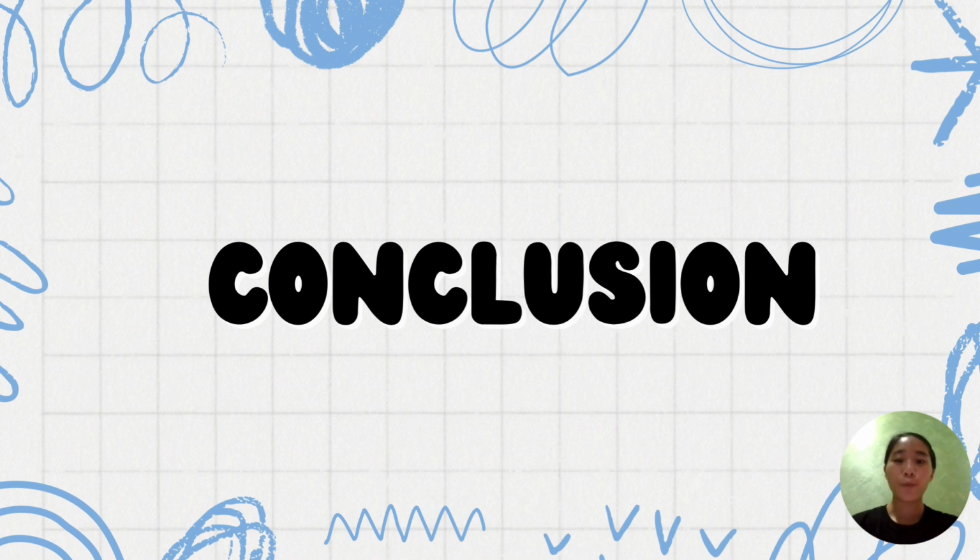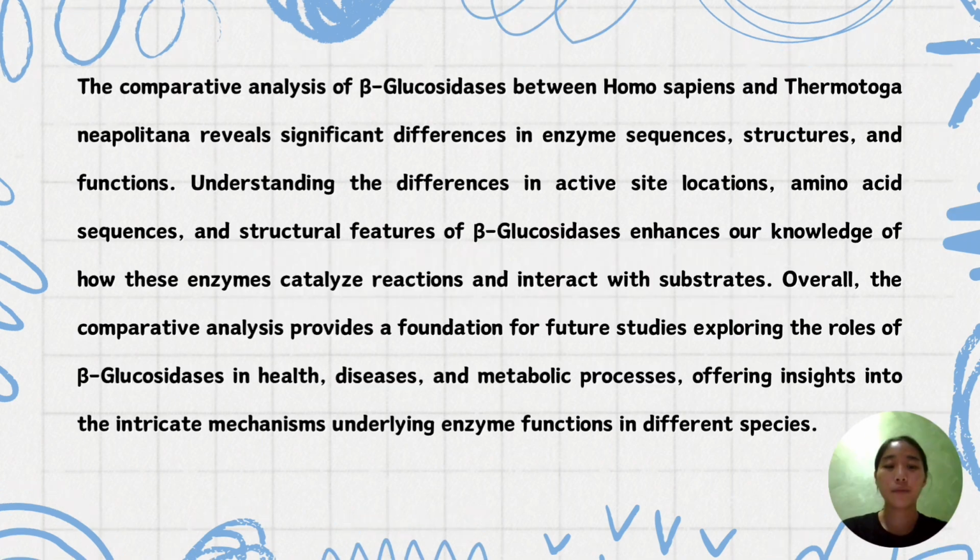This is our conclusion part. In conclusion, the comparative analysis of beta-glucosidases between Homo sapiens and Thermotoga neapolitana reveals significant differences in enzyme sequences, structures, and functions. Understanding the differences in active site locations, amino acid sequences, and structural features of beta-glucosidases enhances our knowledge of how these enzymes catalyze reactions and interact with substrates.